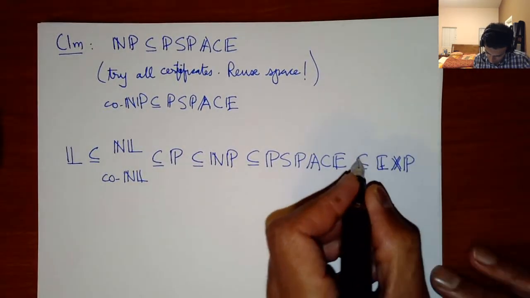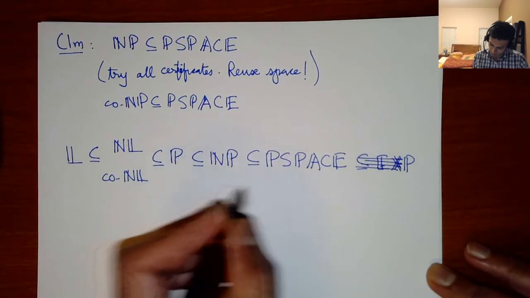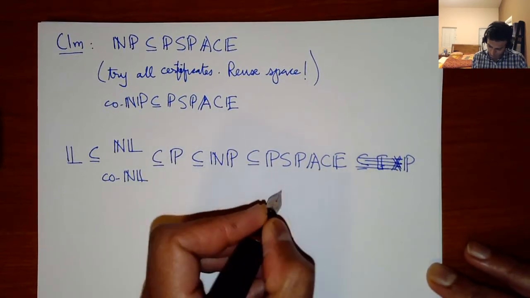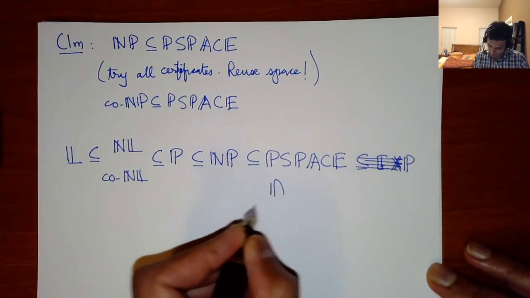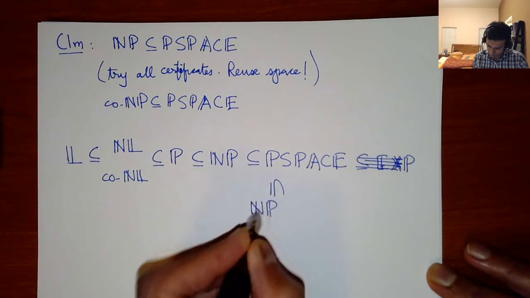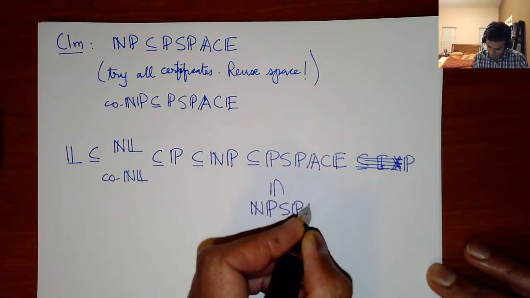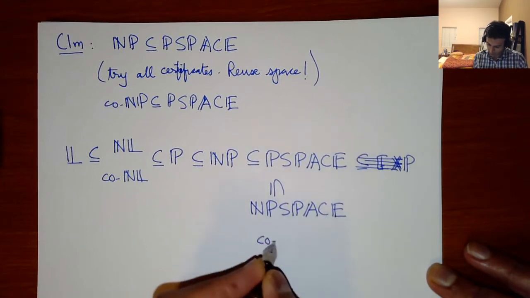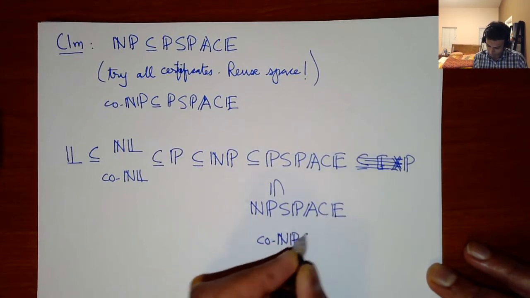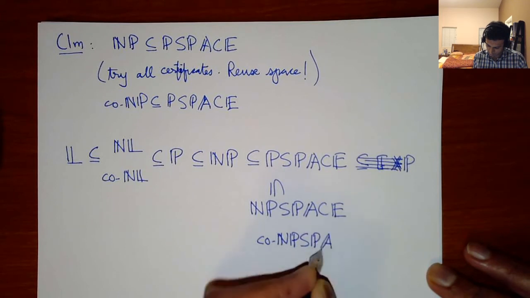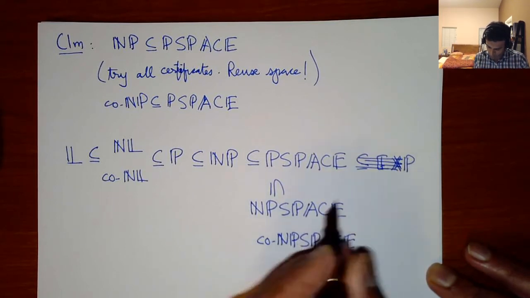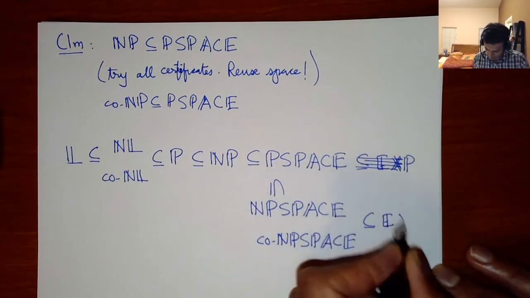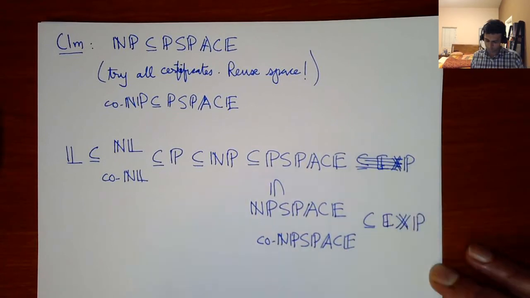But seemingly I forgot something, so let me say PSPACE. So PSPACE lies in NPSPACE, and it also lies in co-NPSPACE, which lies in exponential time.